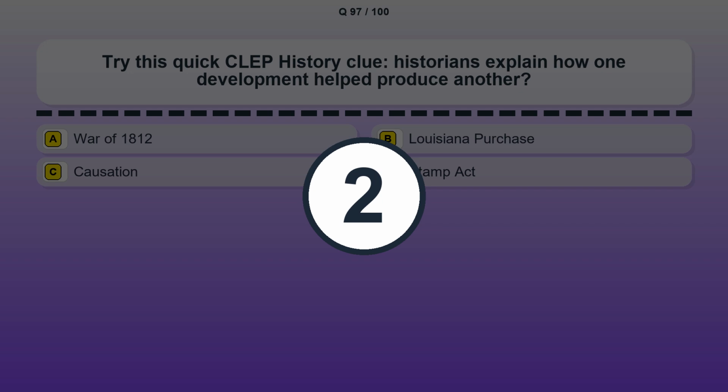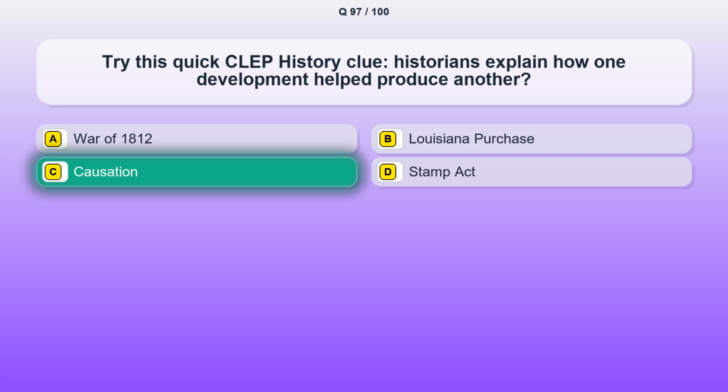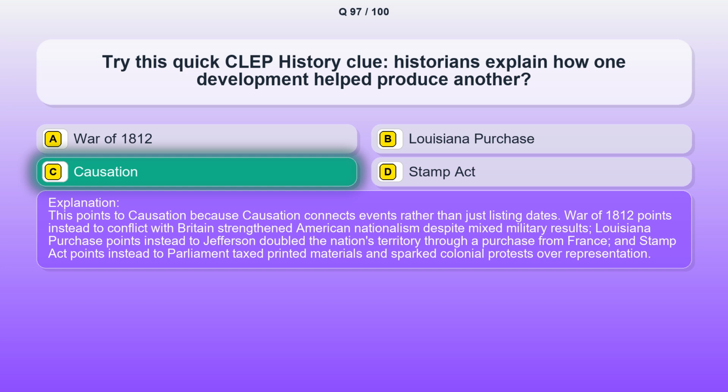The correct answer is option C, Causation. This points to causation because causation connects events rather than just listing dates. War of 1812 points instead to conflict with Britain strengthened American nationalism despite mixed military results. Louisiana Purchase points instead to Jefferson doubled the nation's territory through a purchase from France, and Stamp Act points instead to Parliament taxed printed materials and sparked colonial protests over representation.